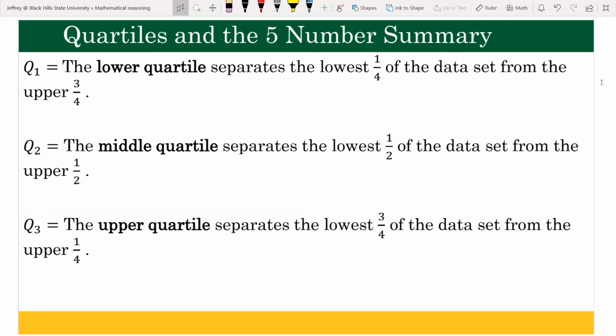The next way we can look at variation is by looking at quartiles. Quartiles basically split our data set into 4 parts, where we have the lowest fourth of our data set. All those numbers will be less than the lower quartile. Then we have the middle quartile, which separates the lowest one half of the data set from the upper half. Notice that this is the exact same thing as the median. Then we have the upper quartile, which separates the bottom 3/4 or 75% of the data set from the upper 1/4 or 25% of the data set.